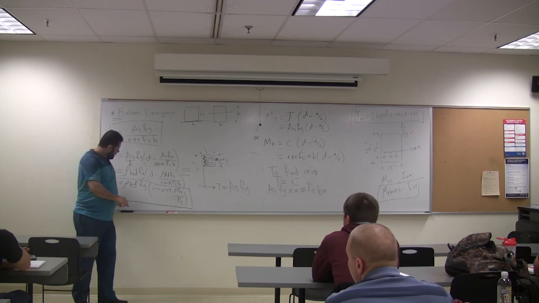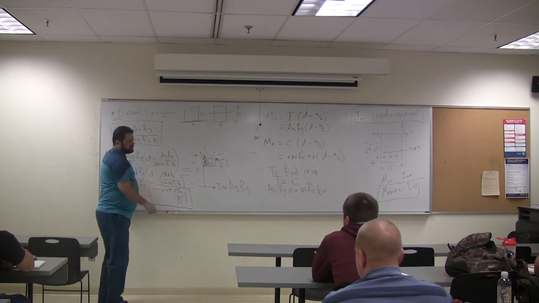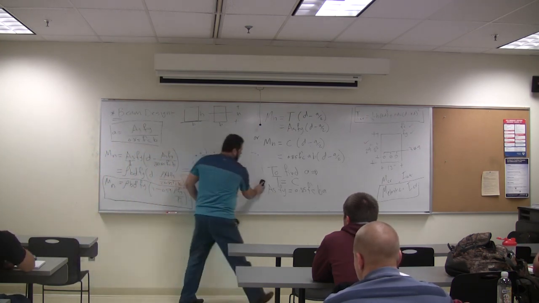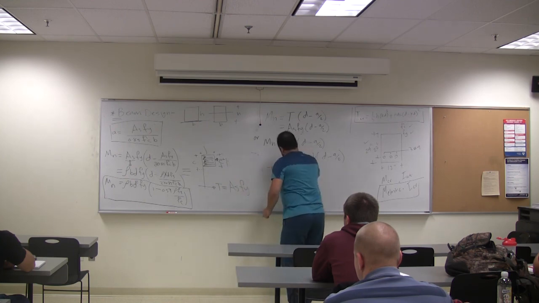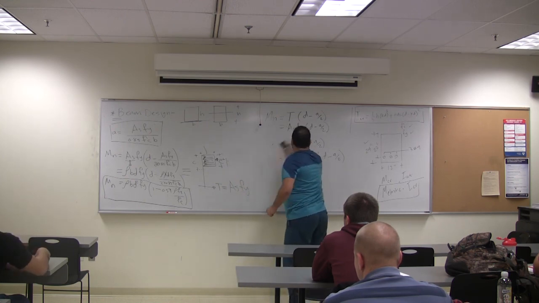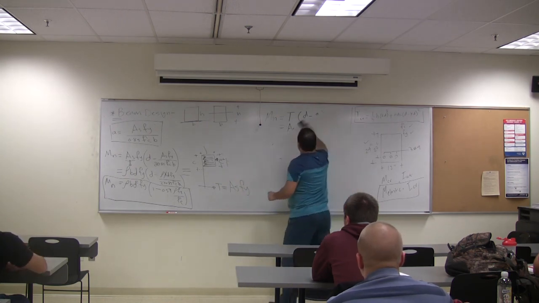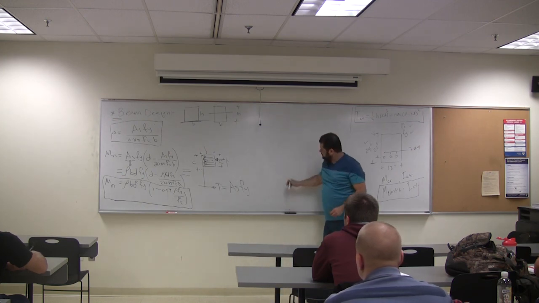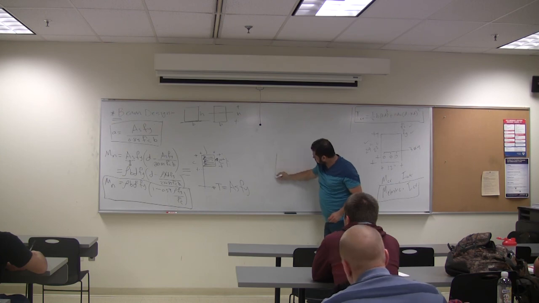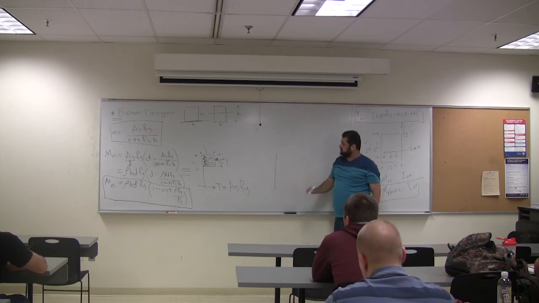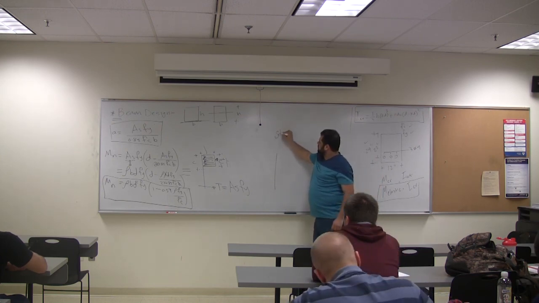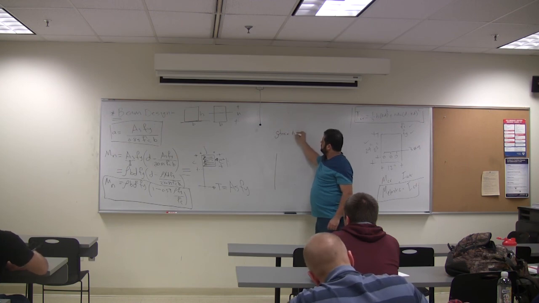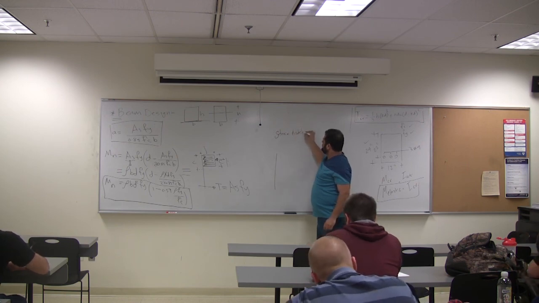Good? Now, what's the strain at ultimate? Let's draw it. We're going to draw the strain distribution. Is it linear or non-linear?